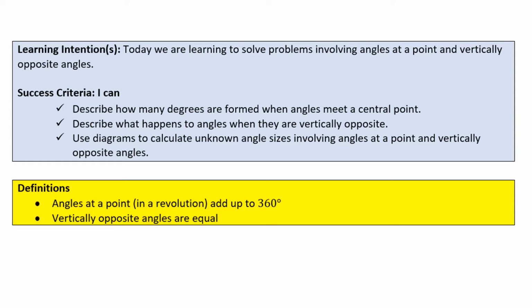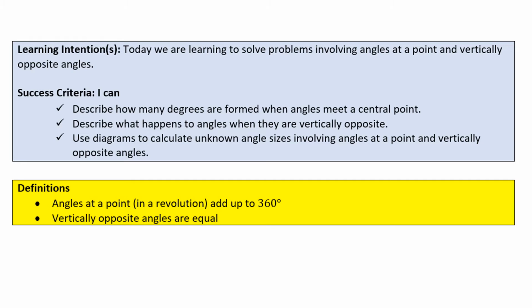You will know you are successful if you can describe how many degrees are formed when angles meet at a central point. You can describe what happens to angles when they are vertically opposite. You can use diagrams to calculate unknown angle sizes involving angles at a point and vertically opposite angles.